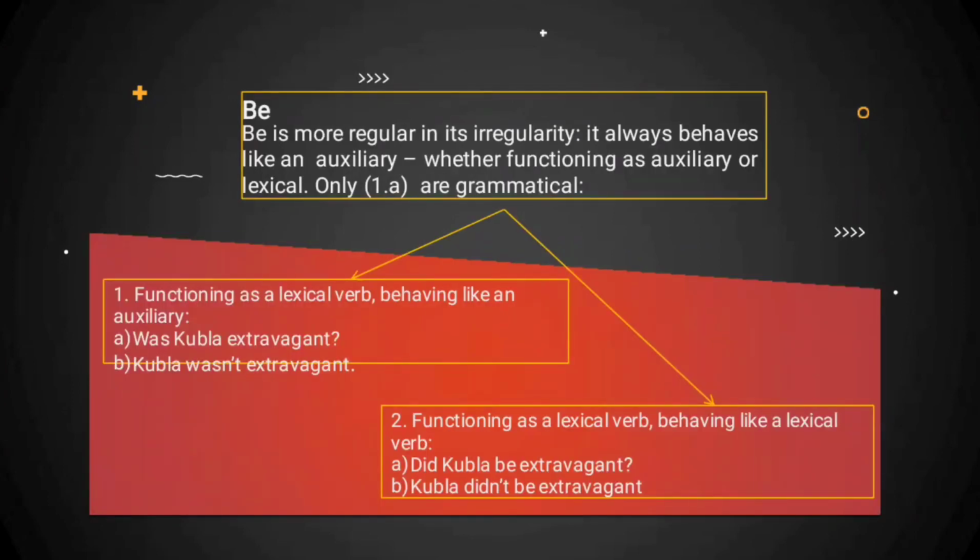Be is more regular in its irregularity. It always behaves like an auxiliary, whether functioning as auxiliary or lexical. Only 1 is grammatical. 1. Functioning as a lexical verb, behaving like an auxiliary. A. Was Kubla extravagant? B. Kubla wasn't extravagant. 2. Functioning as a lexical verb, behaving like a lexical verb. A. Did Kubla be extravagant? B. Kubla didn't be extravagant.